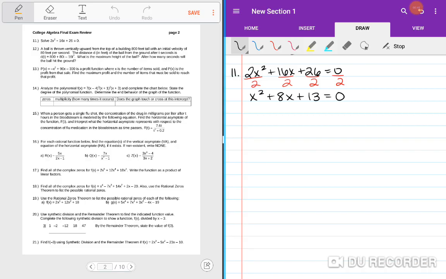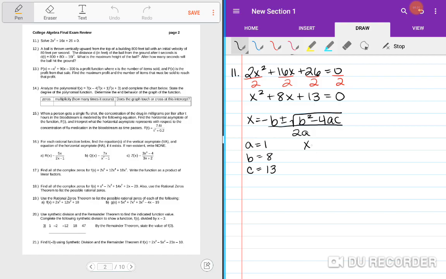Equals 0. And then I see that this is not factorable because the only factors of 13 are 1 and 13. They don't add up to 8. So that means that I need to do the quadratic formula. So x equals negative b plus or minus the square root of b squared minus 4ac all over 2a is my quadratic formula. So now that I've simplified it down, my a is equal to 1, my b is 8, and my c is 13.